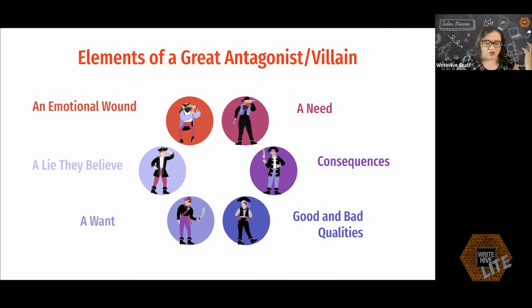Sometimes to learn lessons, sometimes it's just to be stopped. They need to be stopped. Your antagonist should get this if the antagonist loses in the end. If the antagonist wins, then that need goes out the window in favor of their want.